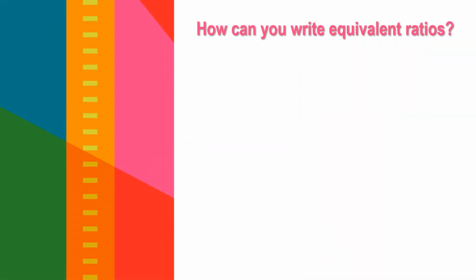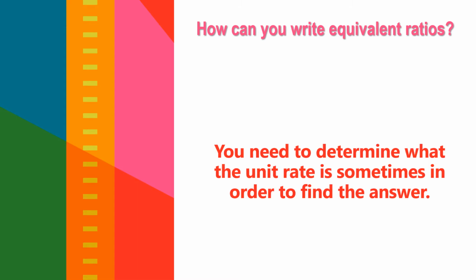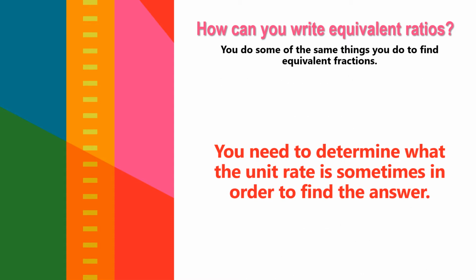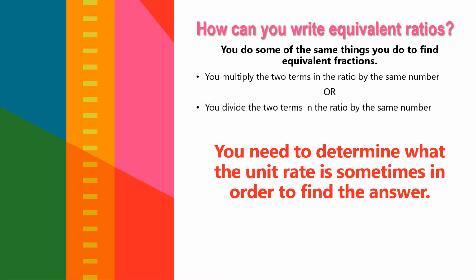How can you write equivalent ratios? You need to determine what the unit rate is, sometimes, in order to find the answer. However, you can often look at equivalent ratios like equivalent fractions. You do the same things you would do to find equivalent fractions, such as you multiply the two terms in the ratio by the same number, or you divide the two terms in the ratio by the same number.